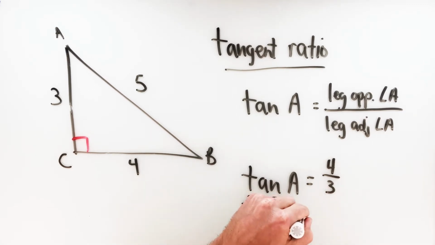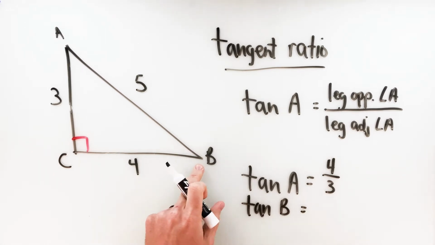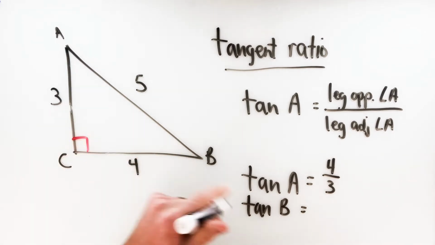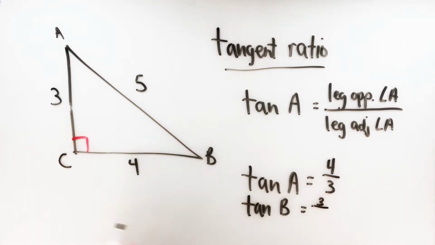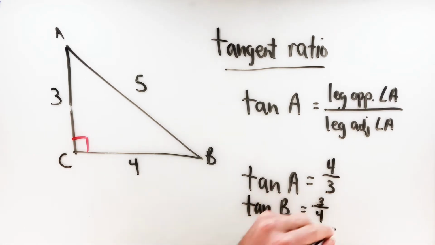So I can say the tangent ratio for angle B. I do the same thing. What is the leg opposite of angle B? Opposite on the other side of that would be 3 over the leg adjacent to B, which is 4. Okay, so the tangent ratio for angle B would be 3 over 4.